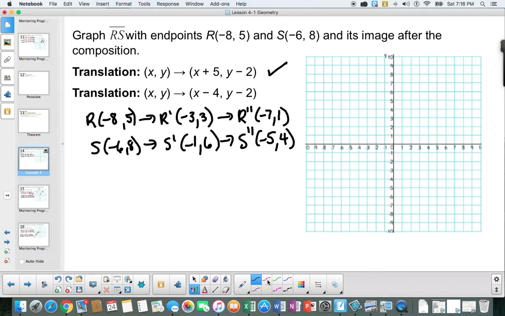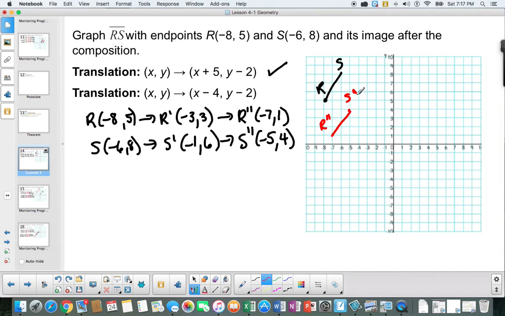So let's go ahead and plot these. The original points were negative 8, 5, which was R, and then S, which is negative 6, positive 8, which is S right here. Okay, now let's go ahead and plot the final points. Negative 7, 1, which is R double prime, and then negative 5, 4, which is S double prime.